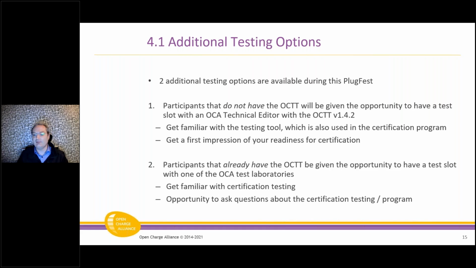For companies that already have the OCTT, we give you an opportunity to have a test slot with one of the testing laboratories. OCA has a number of test laboratories that do the certification, so those are the official labs for the certification program. You can request a time slot for that, and then you can test with one of the laboratories and get a bit familiar with how certification testing works. And of course, you have the opportunity to ask them all kinds of questions about the certification testing or the program or about the logistics or whatever. And that's something we will offer in the next Plugfest.